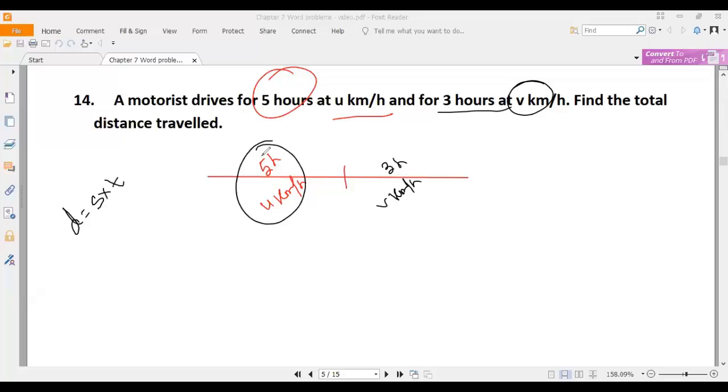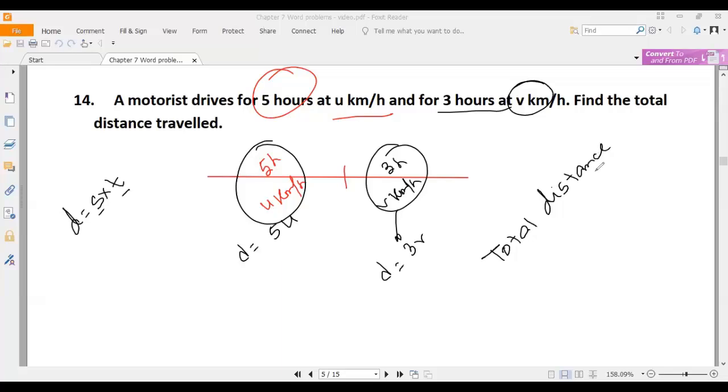So here, two distances. At first, he covers 5 into u. That is, we can say distance here is 5u because of speed into time. Here, he covers distance equal to 3 into v because speed into time. Now, what will be the total distance here? The total distance will be 5u plus 3v kilometers. Okay, so that is the solution of this question.